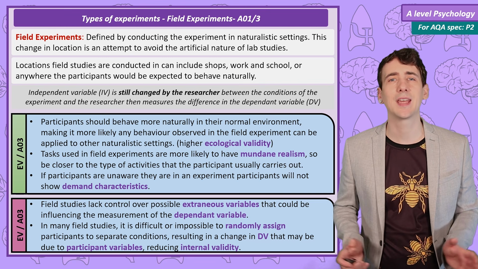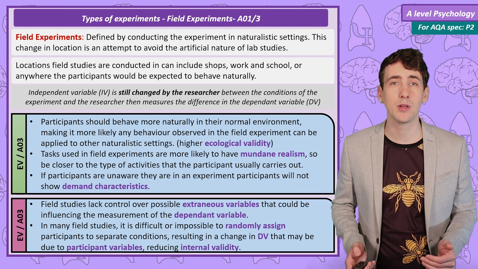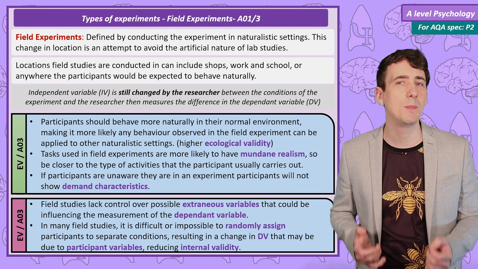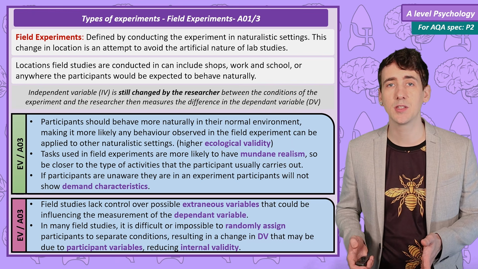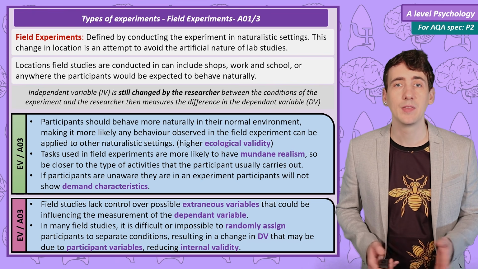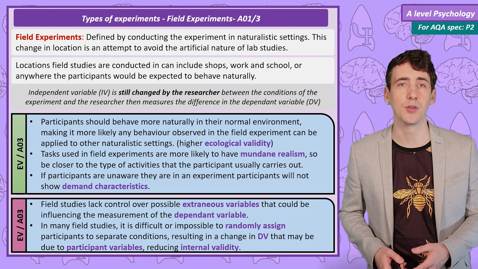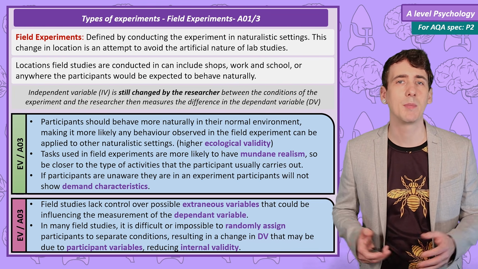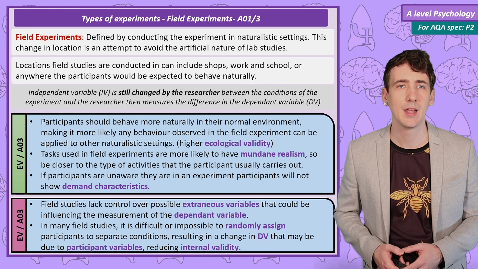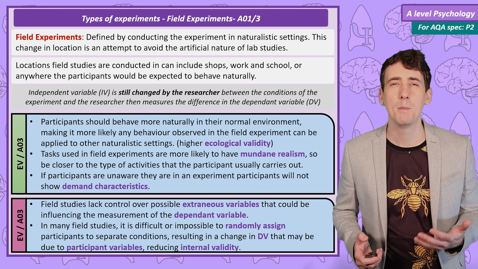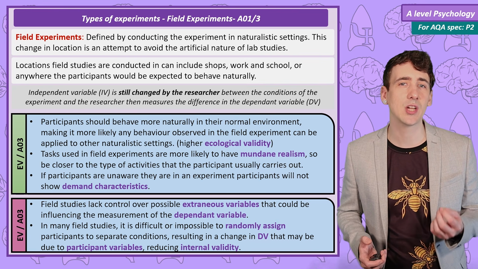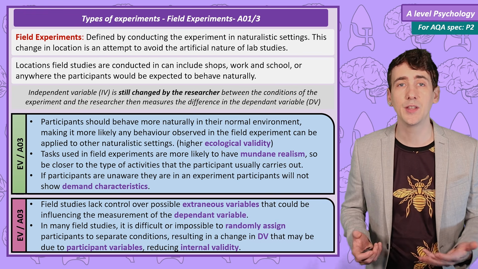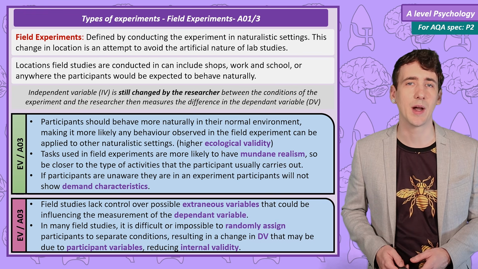The real world is chaotic, and in a field experiment, we're not able to control every possible variable that might change your measurement of the dependent variable. These are known as extraneous variables, and often in a field study, researchers are not able to randomly assign participants to each condition. This means that any effect observed may be due to a factor other than the change in the independent variable, and this reduces the internal validity of the experiment.